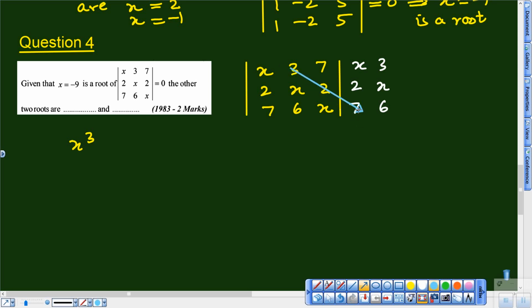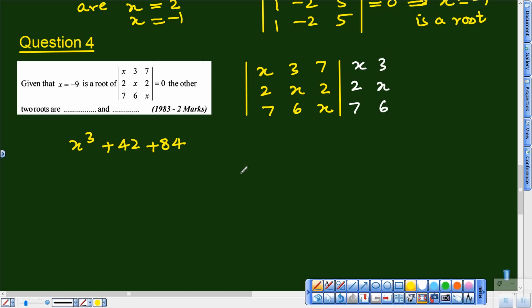It is absolute after all, three numbers are getting multiplied. That is 3 into 2 into 7. So that is 42. And the third term is 7 into 2 into 6. So that is 84. 7 twos are 14, 14 sixes are 84. So we have 84.